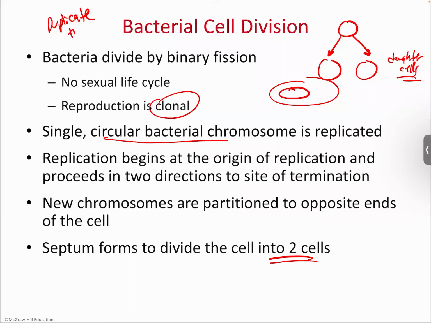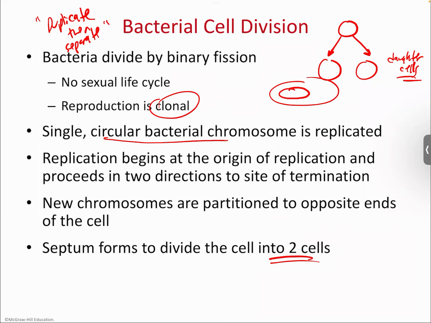Duplicate, then separate. So basically what you're going to do is take a cell and split it in half. But in order to do that, you've got to double everything first and then split it in half.